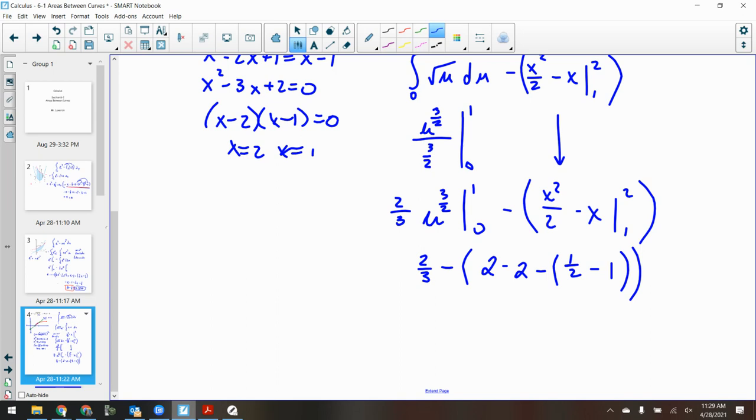So this is going to be 2/3 minus. That's going to cancel. Okay, this is going to be, what's 1/2 minus 1? Negative 1/2, right? But the negative 1/2 is going to turn positive 1/2, but it's going to be subtracted. So now I got to take 2/3 minus 1/2, which is 1/6, or in other words, 0.16 repeating.